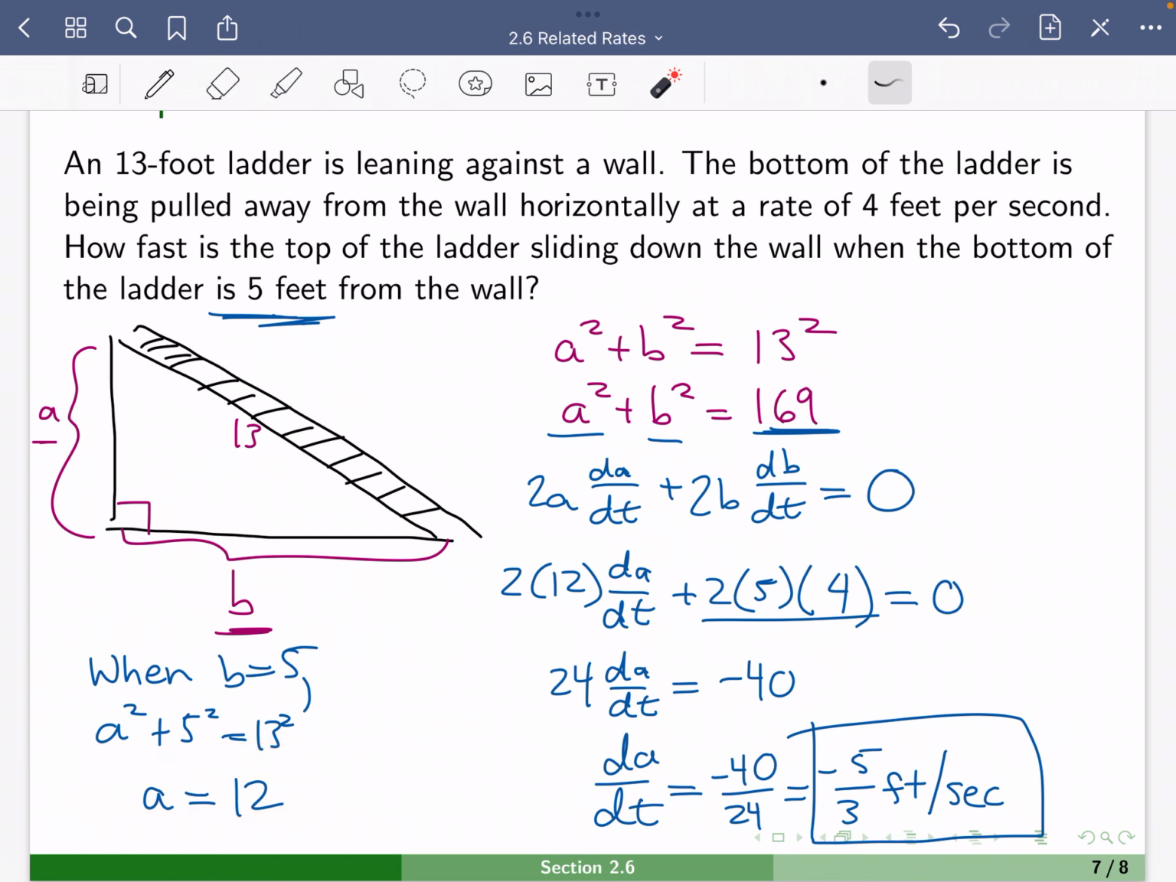But that's our process. This equation is not just because we happen to have a triangle. This equation is because it was a right triangle. But you want to try to come up with what equation relates the variables.